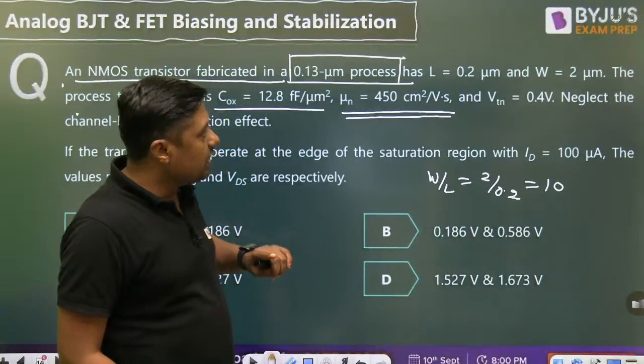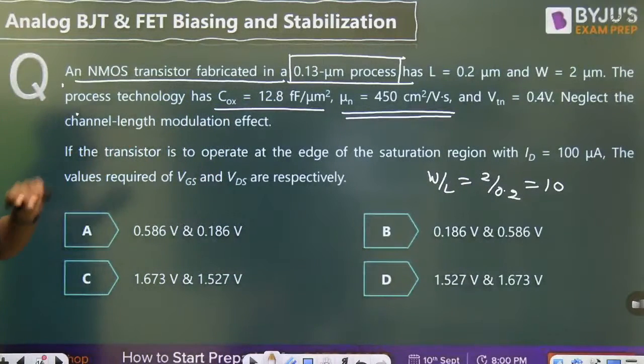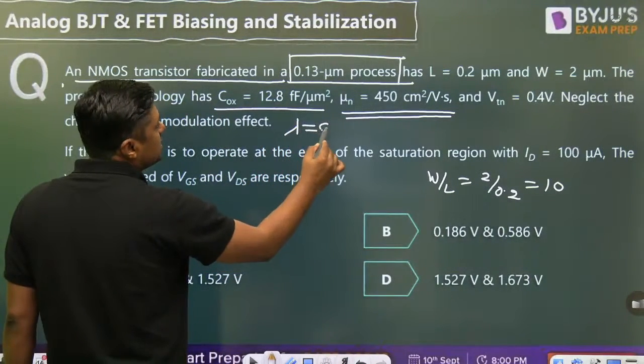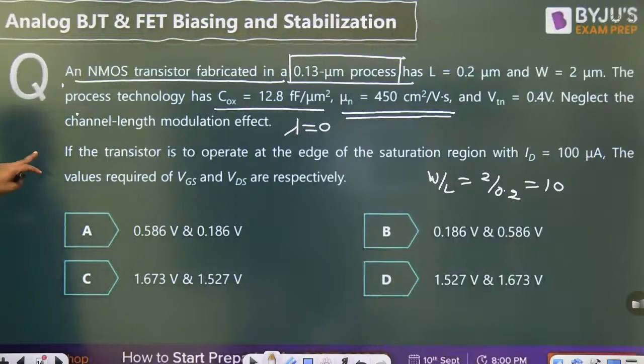Threshold voltage is given. Neglect the channel length modulation, meaning lambda, the channel length modulation coefficient, is 0. If the transistor is to operate at the edge of the saturation region, that is, the boundary of the saturation and triode region, with ID equal to 100 microampere, the values required of VGS and VDS are respectively. What are the values of VGS and VDS?